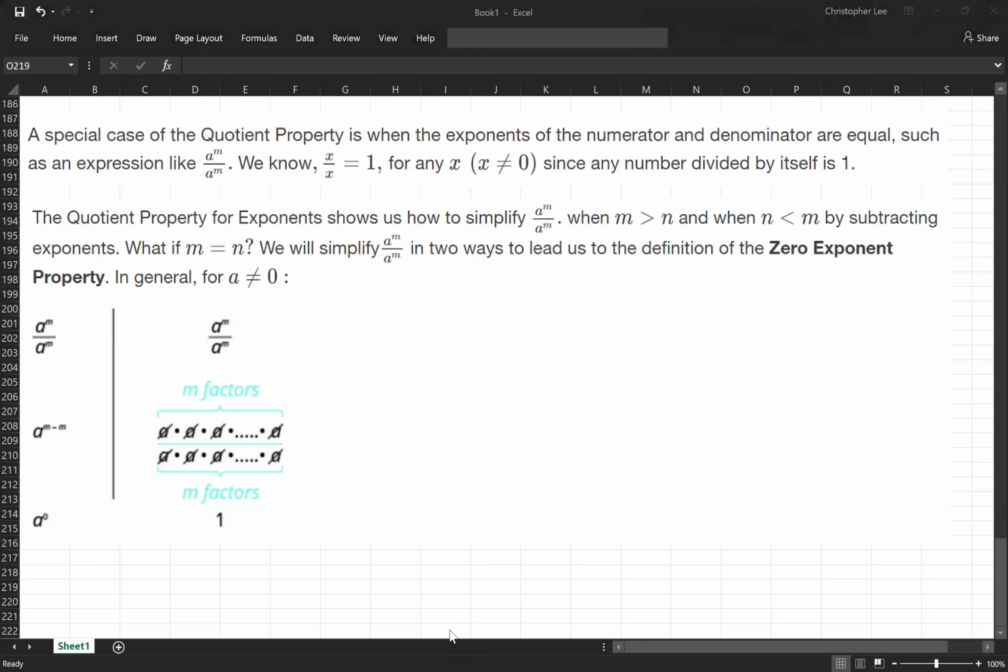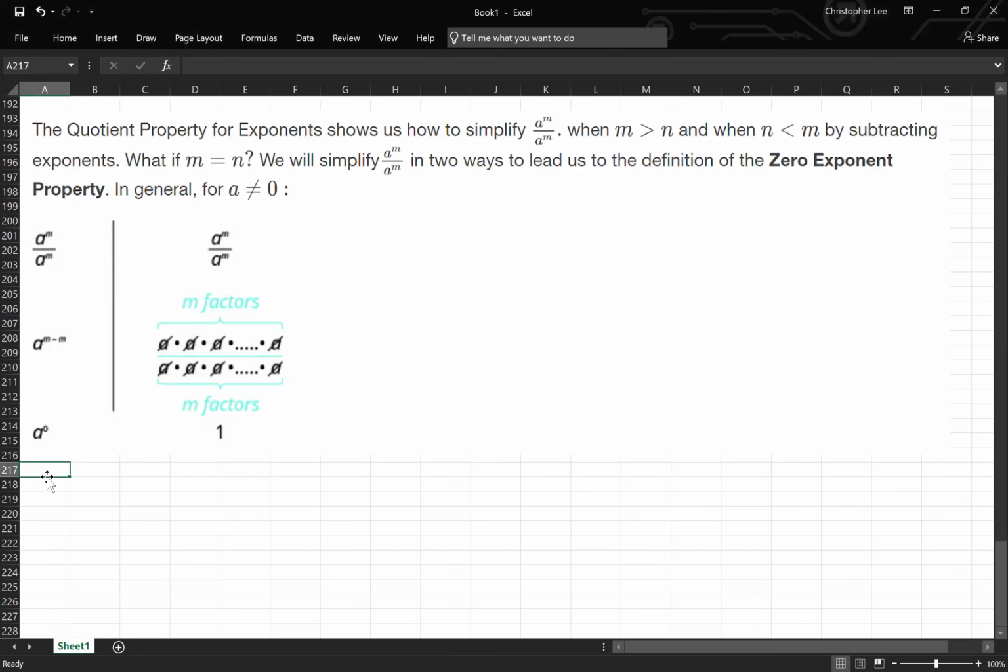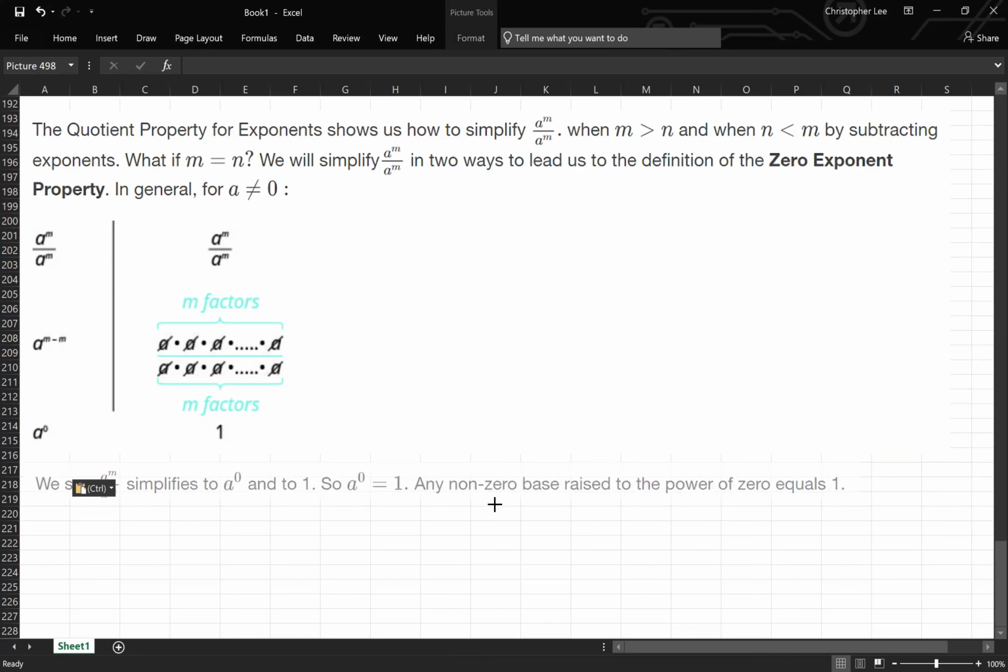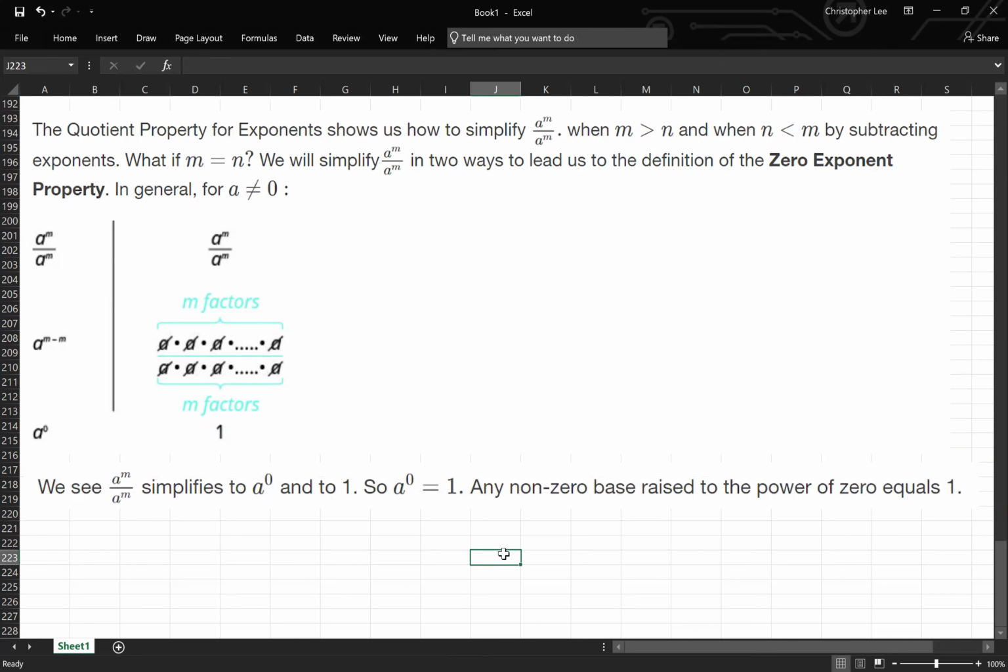This is going to be an interesting phenomenon. Here it is. Please make a note about this. Most of your homework is about this one idea. We see that a to the m divided by a to the m simplifies to a to the 0 power and to 1. So a to the 0 power is equal to 1. So any non-zero base raised to the power of 0 equals 1.